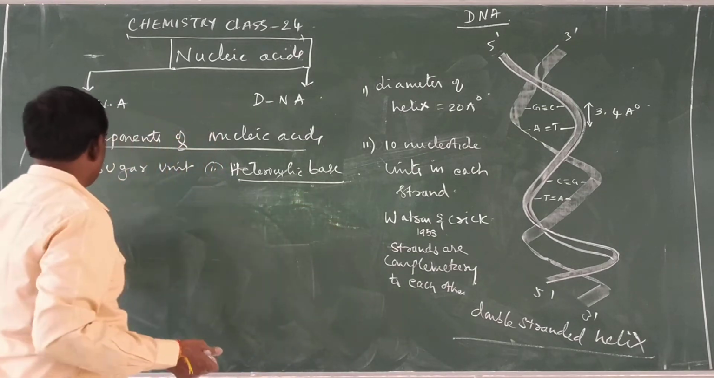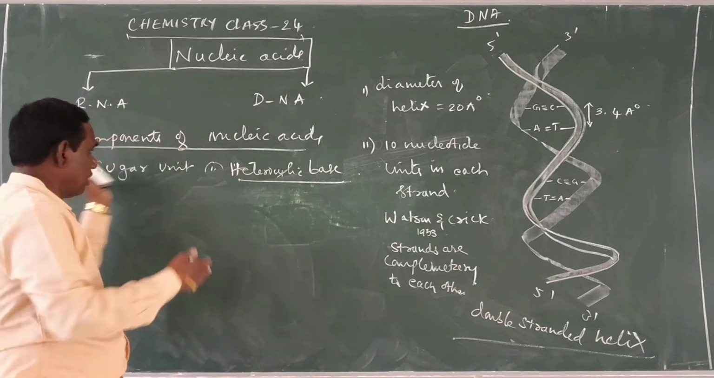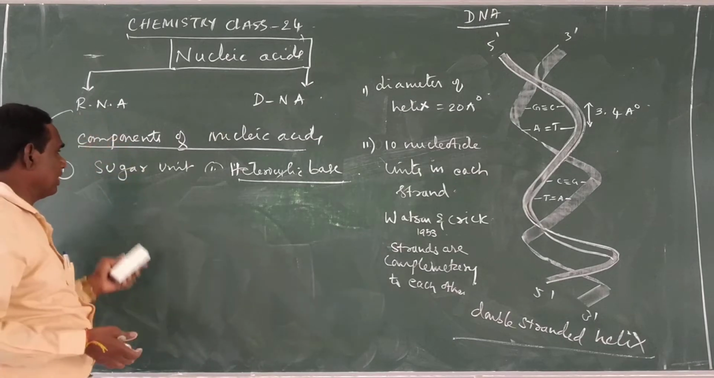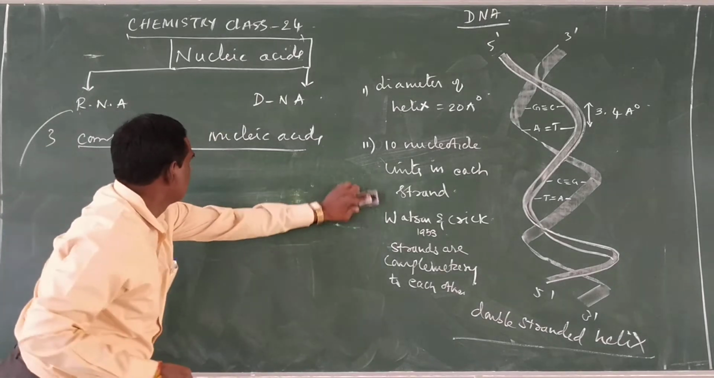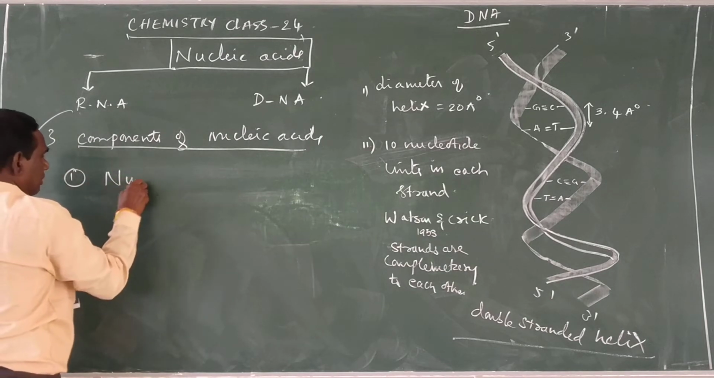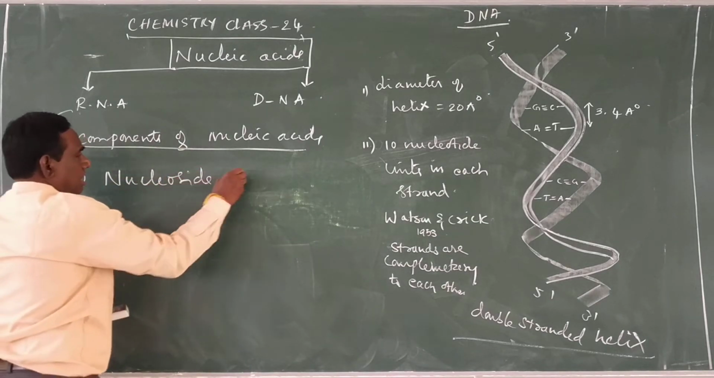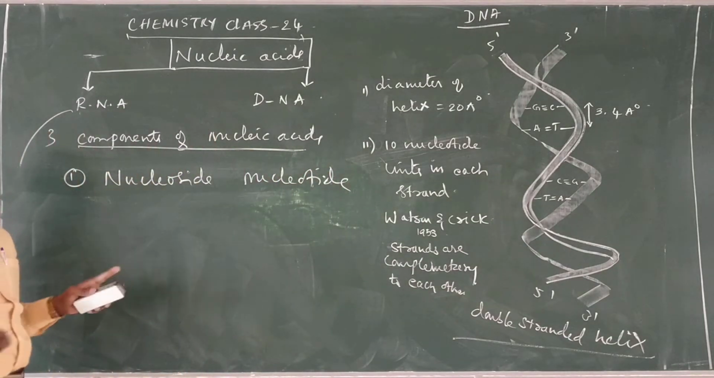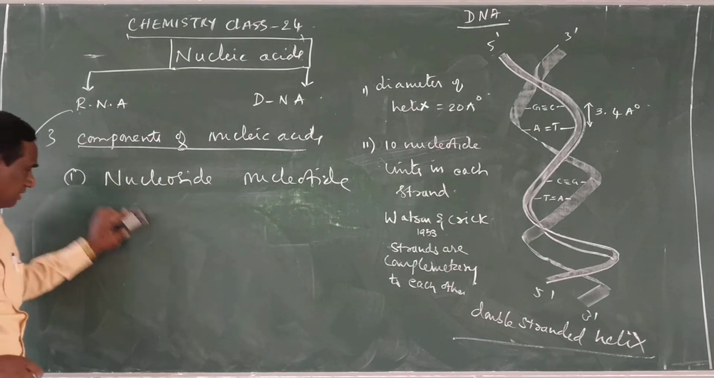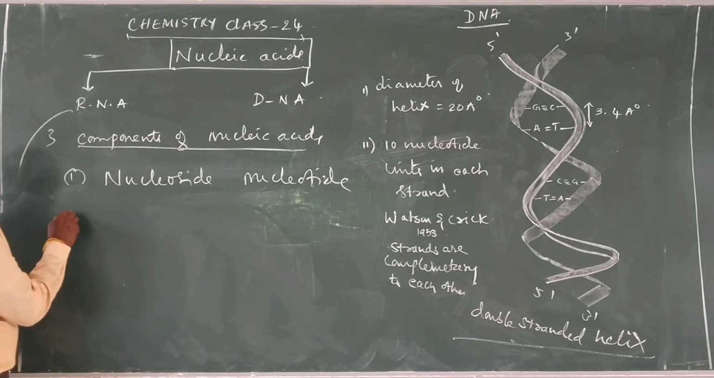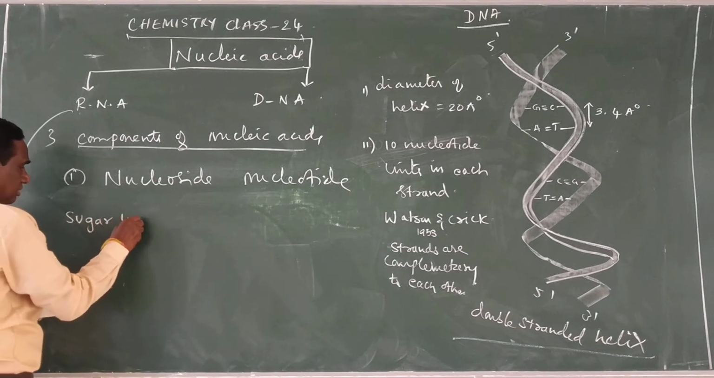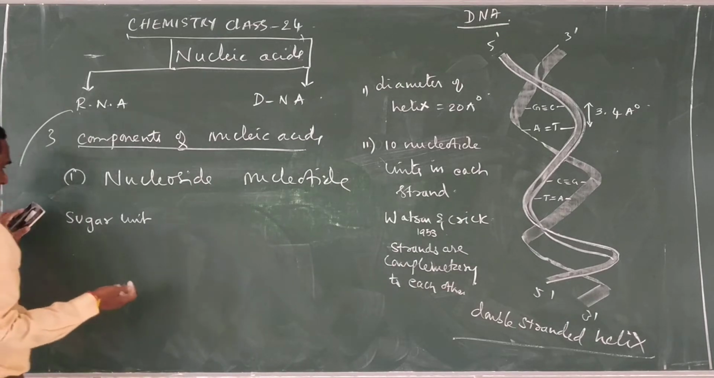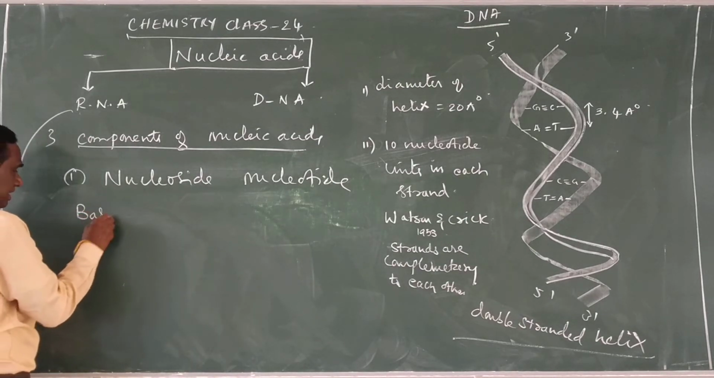Now, how do you obtain this nucleic acid by using the sugar, heterocyclic base and phosphoric acid molecules? Before going to that, first, what is a nucleoside? Nucleoside and nucleotide. A nucleoside is nothing but when a sugar unit is linked with a heterocyclic base. A heterocyclic base means, for example, the adenine base.